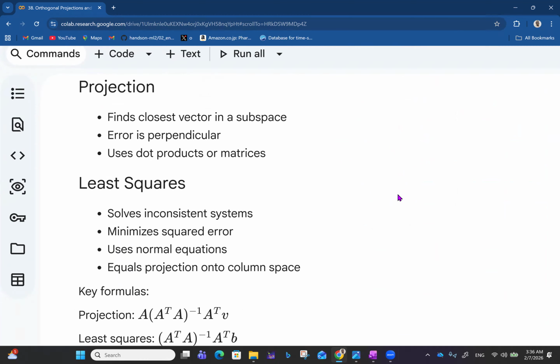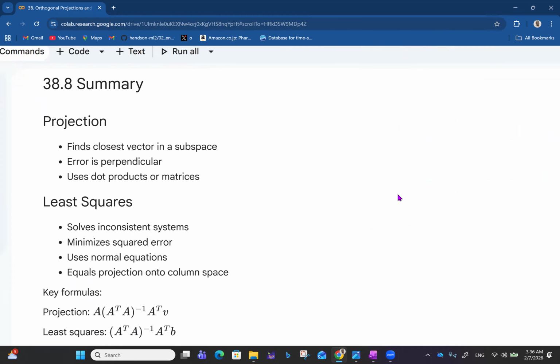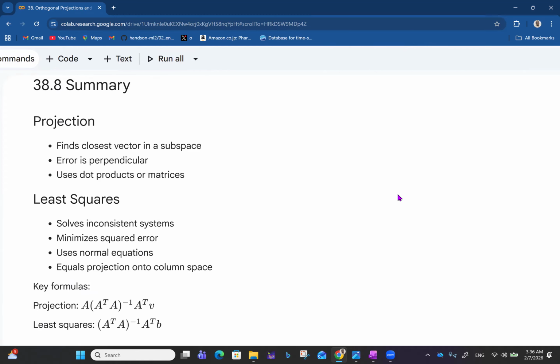So in summary, we see all of this. Okay, I want to show everything at once. Let's see. So the projection finds the closest vector in a subspace and the error is perpendicular. So that's where the whole idea of projection and orthogonalization is coming from. Then it uses dot products of matrices. Then least squares now solves inconsistent systems.